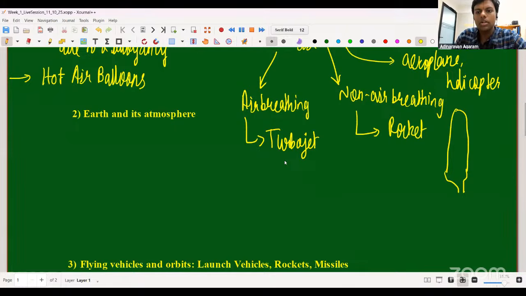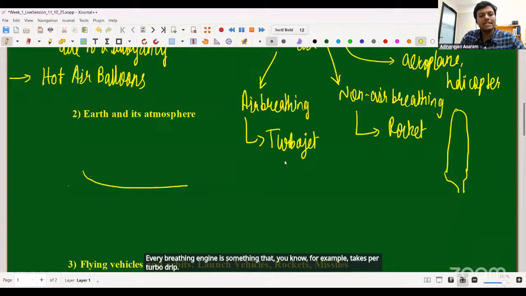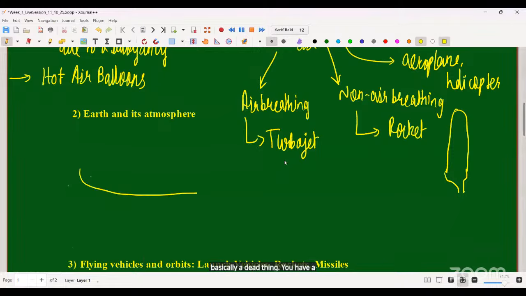Right, I'll continue. The question that Prashant had asked was: what exactly is a turbojet? What exactly is a non-air breathing engine? An air breathing engine is something like a turbojet, basically a jet engine. You have a jet engine.